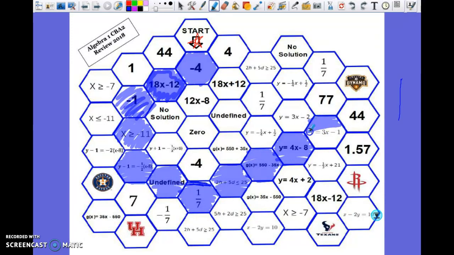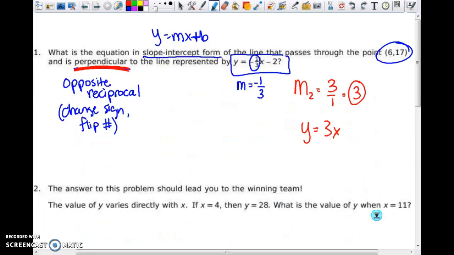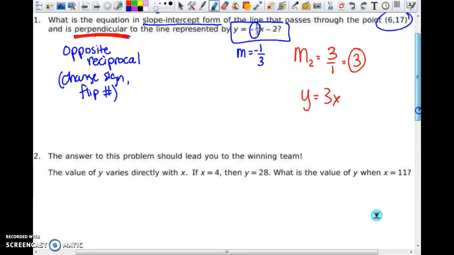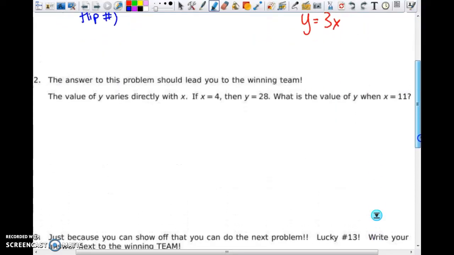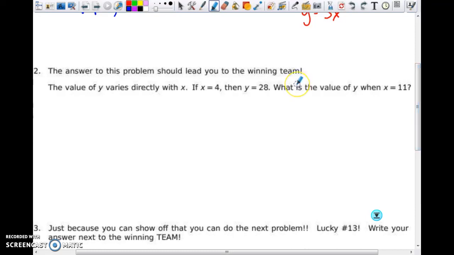Alright. Now we just gotta see, where do we end up? Do we end up going to Dynamo or to the Rocket? So let's find out. So 12. The answer to the problem should lead you to the winning team. So the values of y vary directly with x. If x equals 4 and y equals 28, what is the value of y when x equals 11?